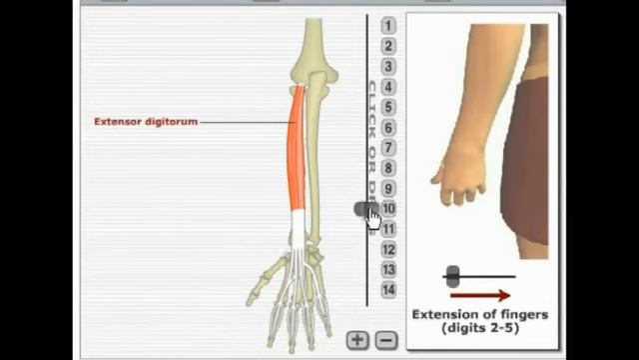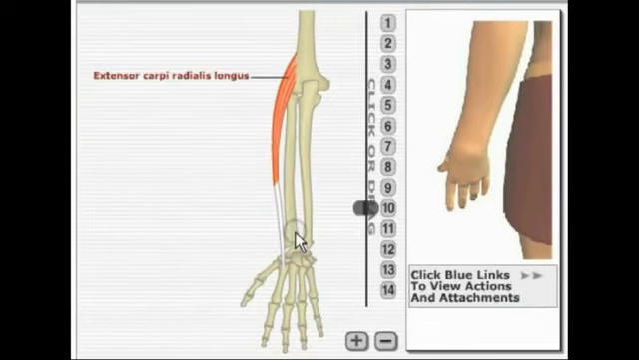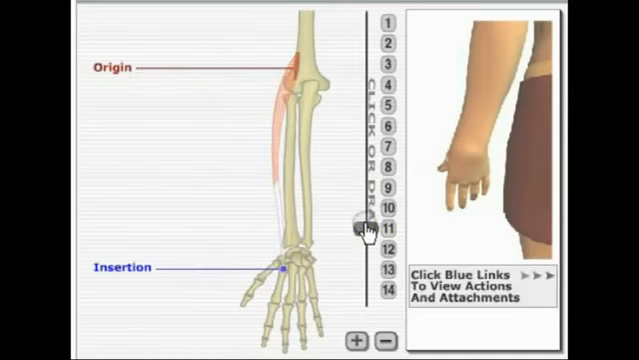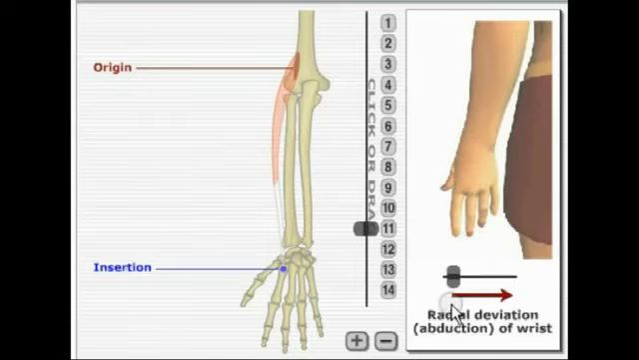Here is extensor digitorum. It originates on the lateral epicondyle of the humerus and inserts on the middle and distal phalanges of each finger. The actions include extension of the fingers 2 through 5. We have extensor carpi radialis longus. It originates on the lateral epicondyle of the humerus and inserts into the metacarpal number 2. Its primary actions are extension of the wrist and abduction of the wrist. And that concludes the upper extremities presentation on muscles.